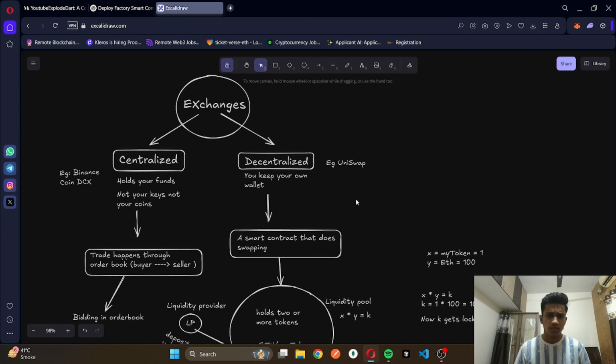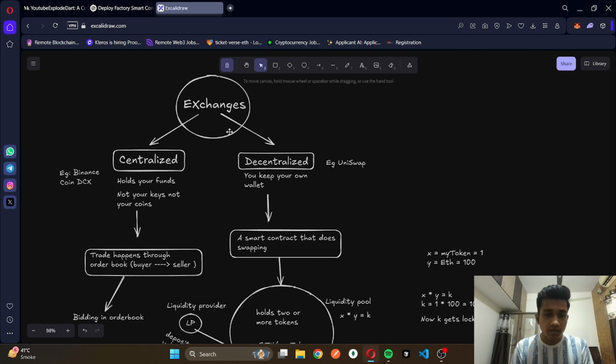Now, what is this term exchanges? Exchanges are very important in the world of Web3 because they help create liquidity, right? And they also help users find buyers and sellers for their tokens. Imagine if there were no exchanges, like Binance or Uniswap. Users would have a hard time finding buyers and sellers for their tokens, right?